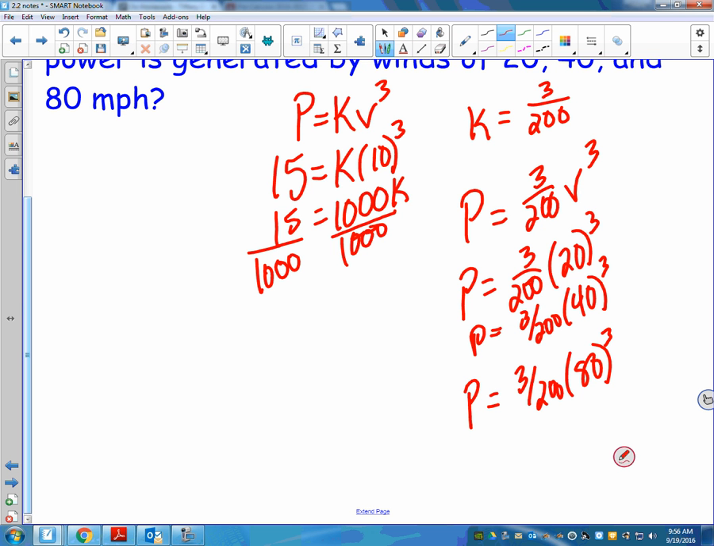80 miles an hour, yeah, that's got to break the... So this one, I got 120 watts of power. And then I got 960 watts of power for 40 miles an hour. And then 80 miles an hour just seems a bit absurd. 7,680 watts of power.